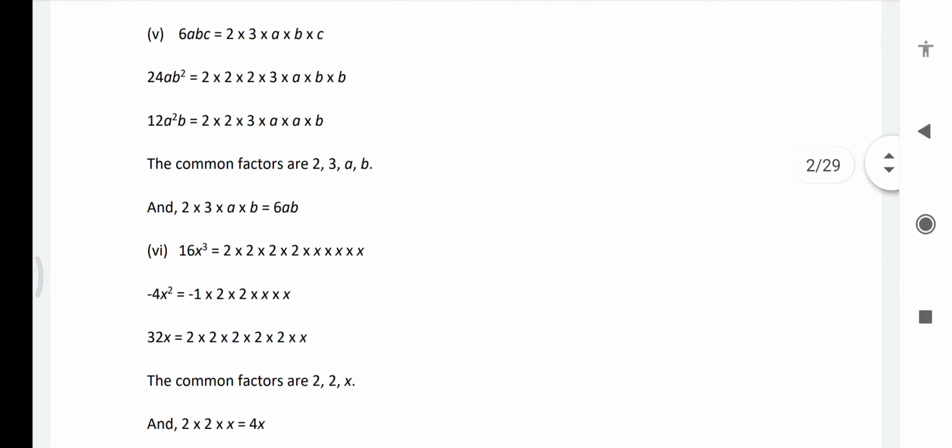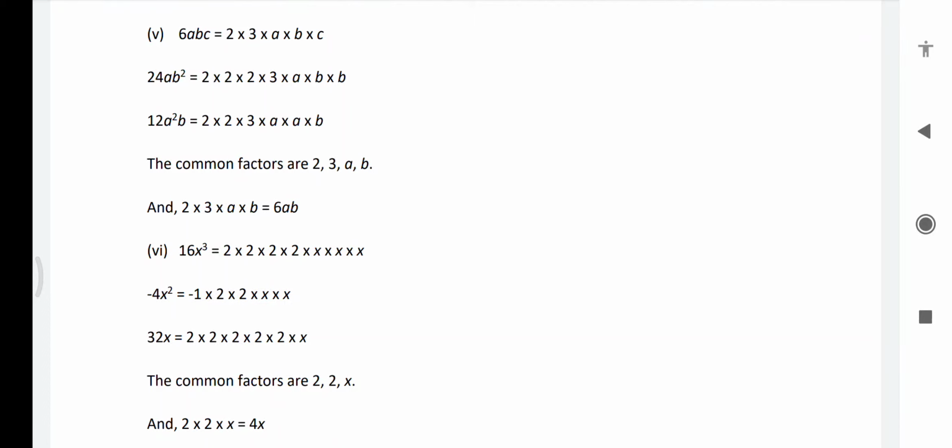Now 5, 6 ABC, we can write 2 multiply 3 multiply A multiply B multiply C. Now in place of 24, 2 2s are 4, 2s are 8, 3s are 24. So 2, 2, 2 and 3. This is the prime number. A multiply A multiply B square. So we can write B multiply B. 12 A square B. 2 2s are 4, 3s are 12. A square A multiply B.